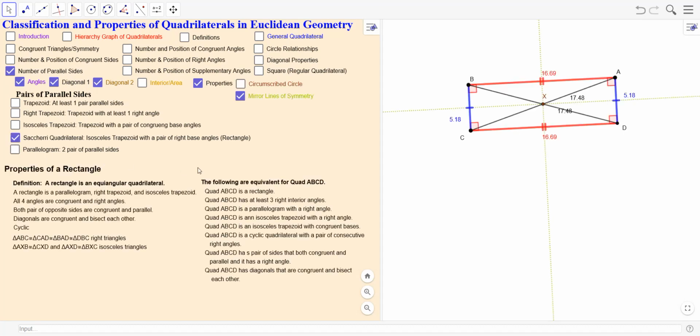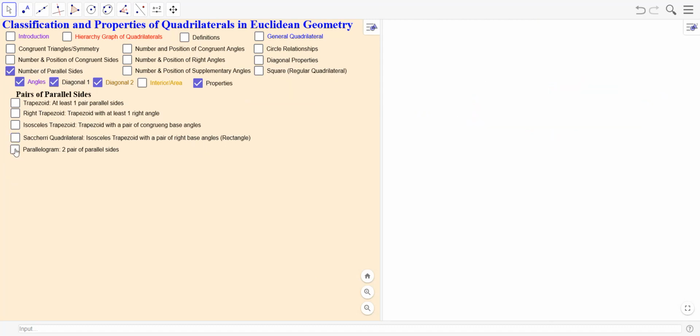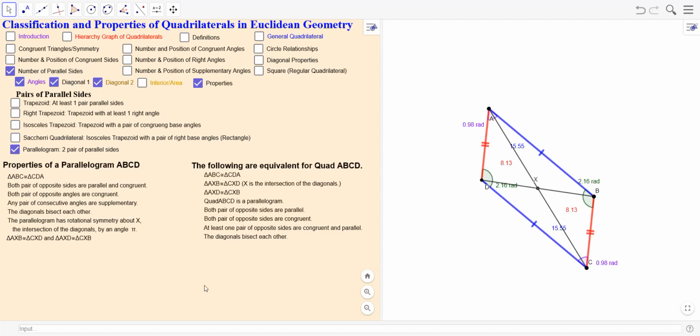A Saccheri quadrilateral is a quadrilateral with a pair of right base angles. Well, in Euclidean geometry, that's just a rectangle. So a Saccheri quadrilateral is more of interest in non-Euclidean geometry. If you have two pair of parallel sides, then you have a parallelogram.